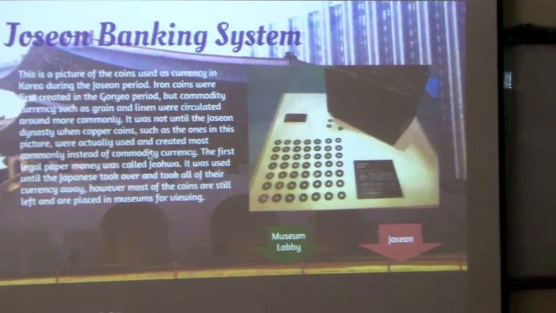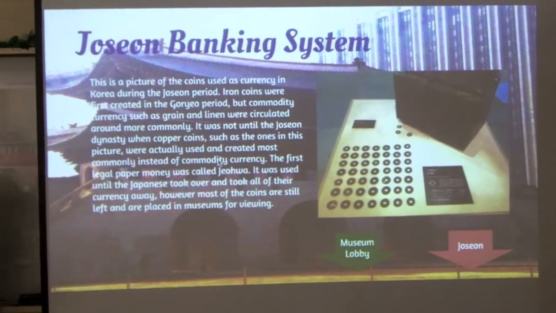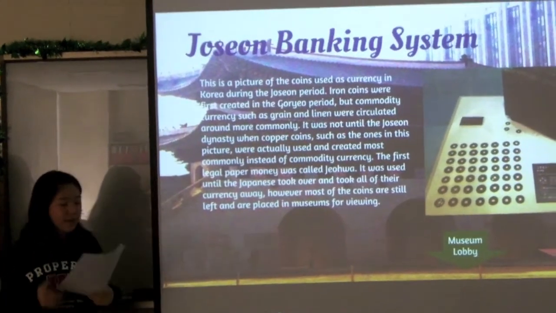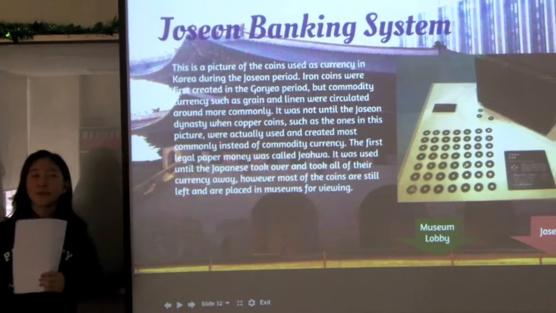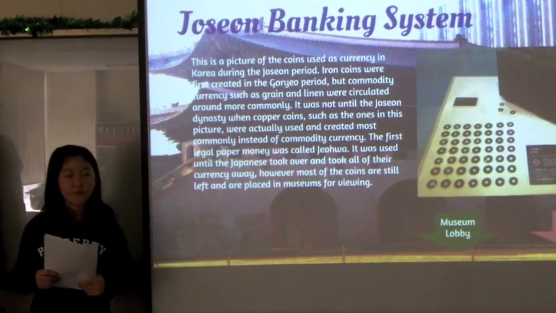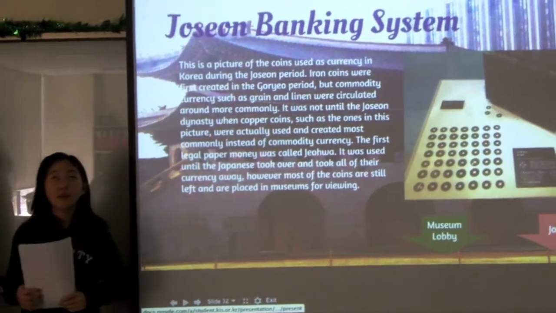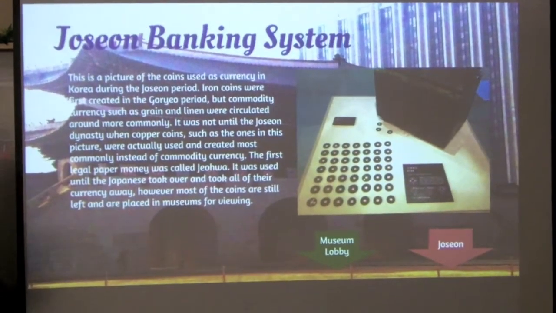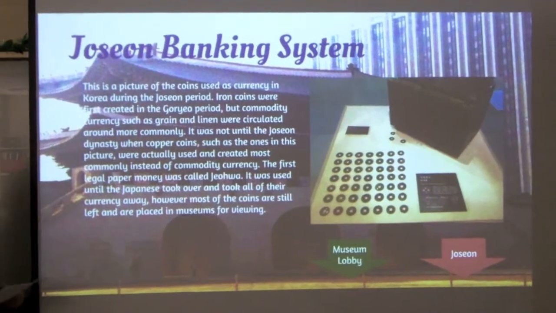This is the Joseon banking system, which is just like a system of coins for Joseon. And this is kind of like where the economy came in, and this is very important because this is like the first kind of real economy system. Since in Korea, before this type of coins were made, they traded food like grain and wheat to actually buy things. So this is very important.